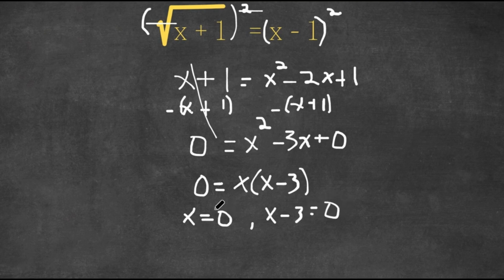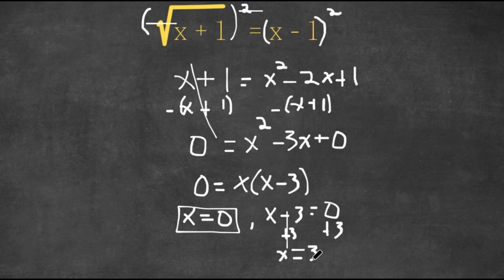Now x equals 0 is already a solution, so we could go ahead and circle this. For x minus 3 equals 0, we simply add 3 on both sides. And these two cancel out, so we get x equals 3. So we have x equals 0 and x equals 3.